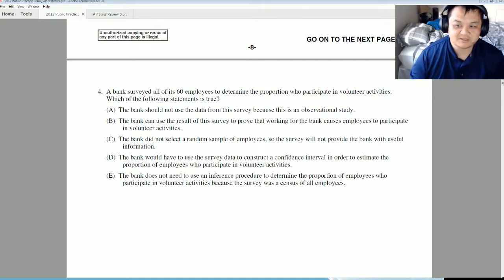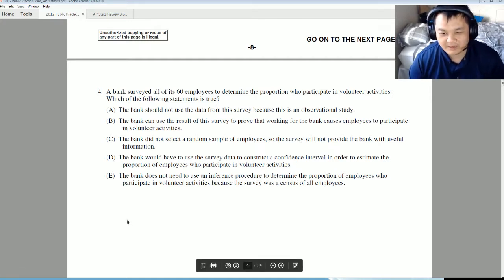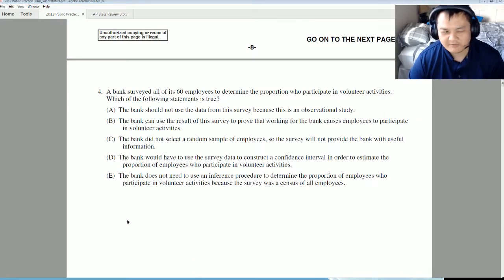There's no inference. So look at the part right here on part B. The bank does not need to use any inference procedure, which is basically a confidence interval, chi-square test, any of the testing measurements that we do, to determine the proportion of employees who participate in volunteering activities, because they were just surveying. When you survey, you're not trying to determine if something is different or not.